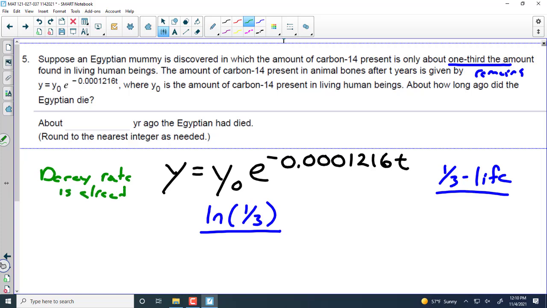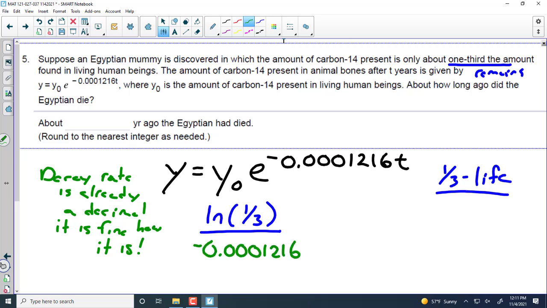The decay rate is already a decimal. It was already given to me. It is fine how it is. When they give it to us as a percent, we have to convert it. But they are already giving us the decimal, so we can just do it just as it is. You do not need to change it. You just have to make sure you put the right number of zeros in your calculator. So we're doing ln of 1/3, and then we're going to divide that by negative 0.00012116. And we are going to round to the nearest year.